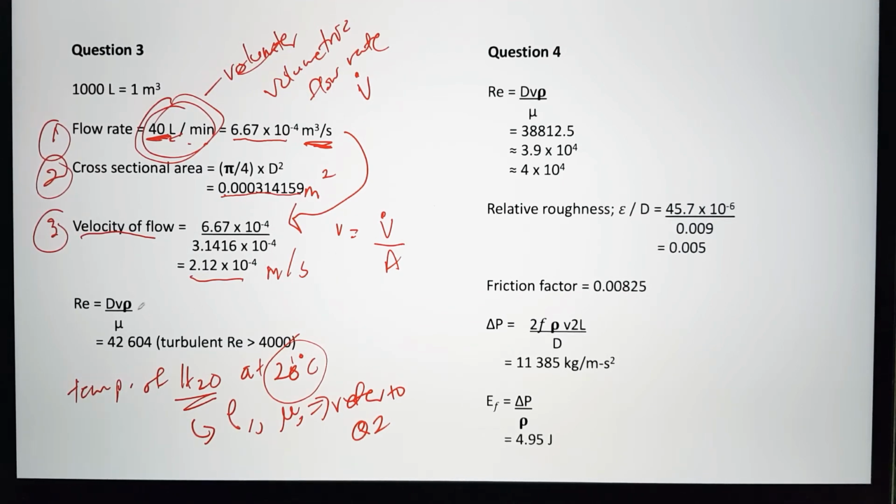Alright, and then the following step is the calculation of the Reynolds number, to prove whether the flow is either turbulent or streamline. So calculate the Reynolds number.